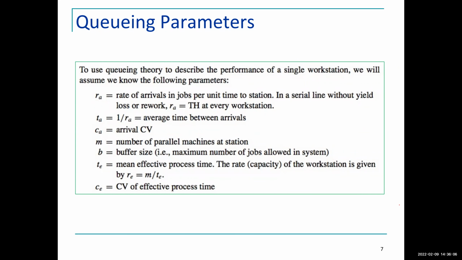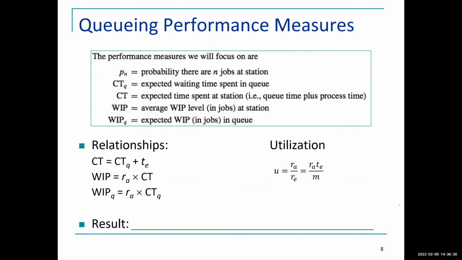TE is the mean effective processing time. The rate or the capacity of the workstation is given by RE equals M divided by TE, and CE is the coefficient of variation of the effective processing time. So we are going to assume that we know these parameters. And the performance measures will focus on the probability there are n jobs at a station, CTQ, which is the expected waiting time spent in the queue.